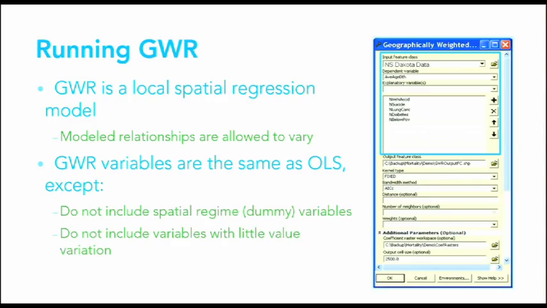But the good news is that because of the nature of the tool, it often will essentially take care of those dummy variables for you. It's going to find those regimes in the data because it's looking by neighborhoods. You also, in the same way, just don't want to include variables that have very little variation.